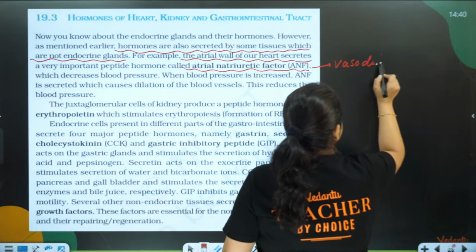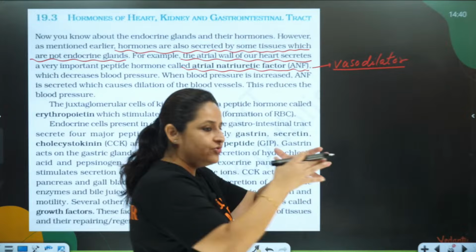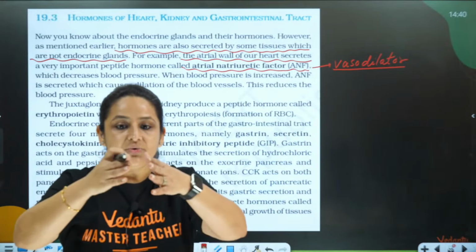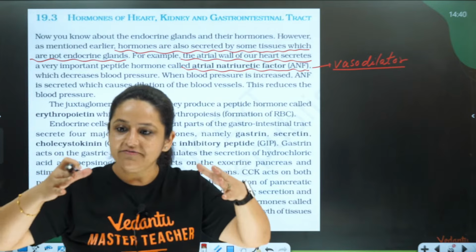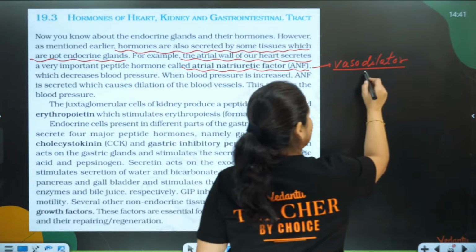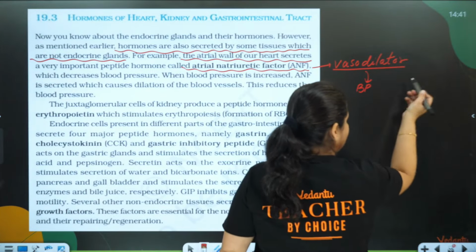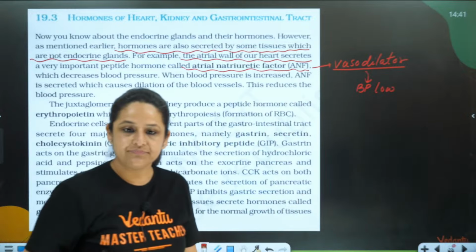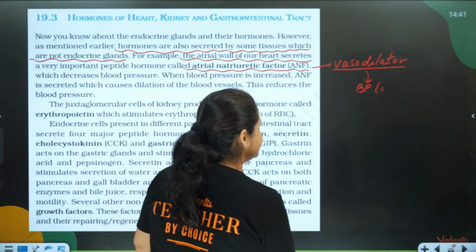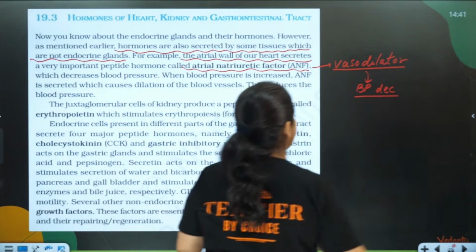vasodilator. It is going to dilate the blood vessels and increase their lumen. When it increases the lumen of the blood vessels, what will happen? As a result, if the blood pressure is high in the body, the blood pressure is going to decrease. So this is the job of ANF.